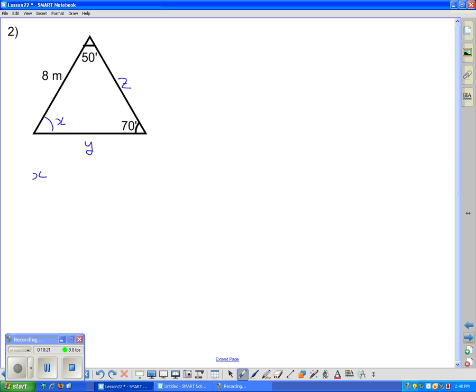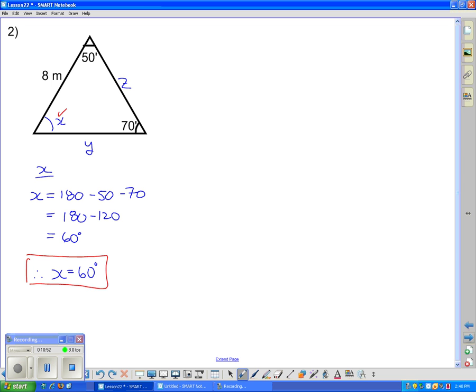So for example, I'm going to start with X. So I'm looking for the interior angle, or the third and missing angle. So that one's actually the easier of them, because we know that there's 180 degrees in the triangle, and I already know two of the angles. So I'm going to take away 50, take away 70, so 180 take away 120. So X is equal to 60 degrees. So there is one answer taken care of. So we know that one.